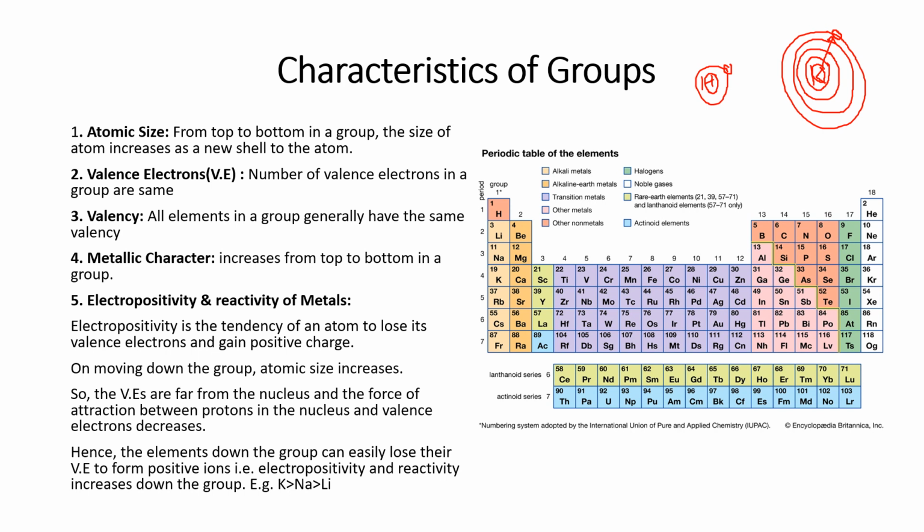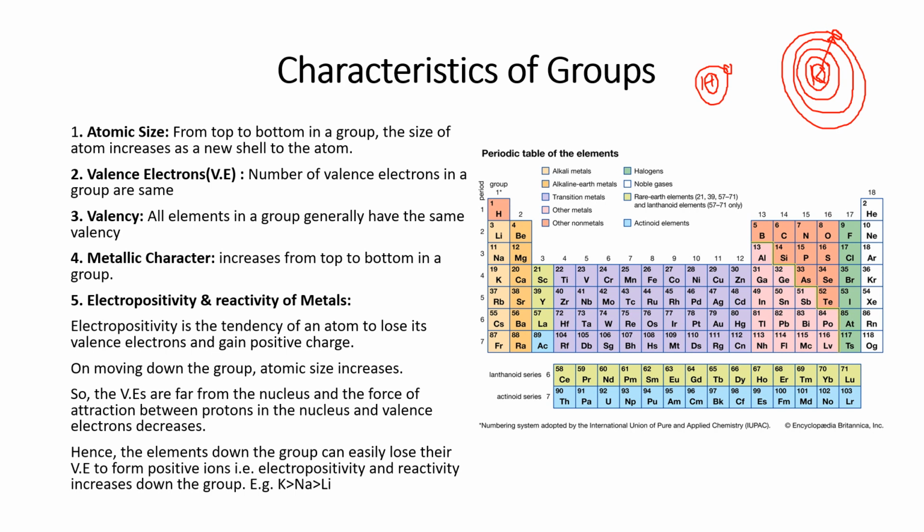Electropositivity and reactivity of metals. Electropositivity is the tendency of an atom to lose its valency electron and gain positive charge. The same characteristics as metallic character. Here, electropositivity means the power to become an electropositive element, or to leave an electron.